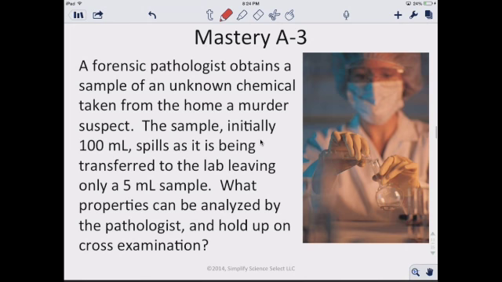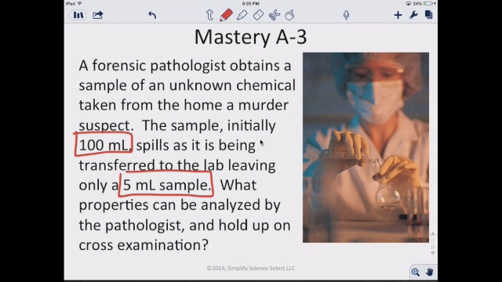Last question we have in this section. It says a forensic pathologist obtains a sample of an unknown chemical taken from the home of a murder suspect. That sample initially was 100 milliliters. It spills as it is being transferred to the lab, leaving only 5 milliliters of that sample left. What properties can be analyzed by the pathologist and hold up on cross-examination?